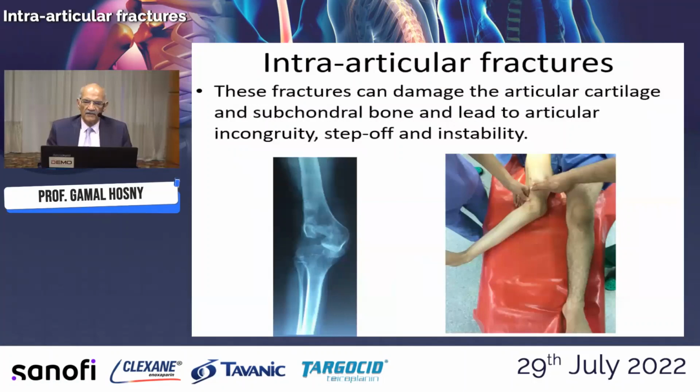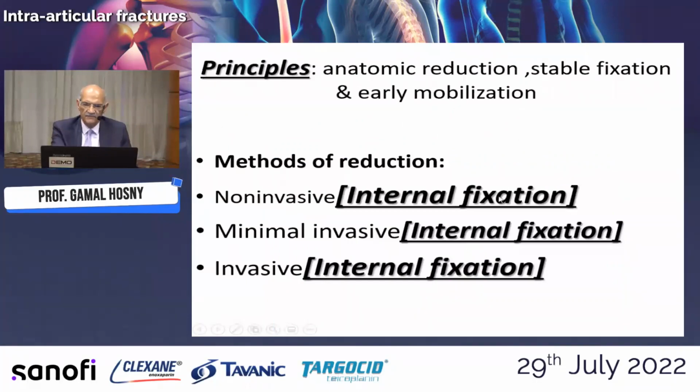What are the complications of intra-articular fractures? These fractures can damage the articular cartilage and subchondral bone and lead to articular incongruity and step off, as you see here, and ligamentous instability. The principles usually are anatomic reduction, stable fixation, and early mobilization.